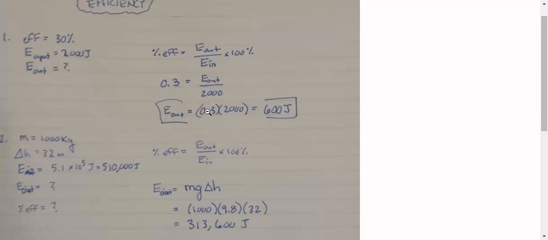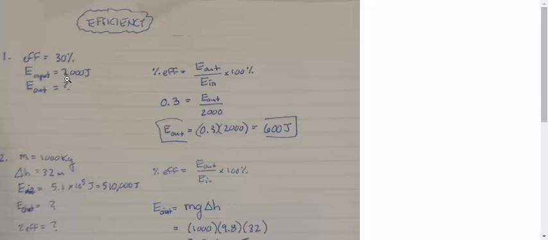So here we have efficiency, 30%, input, 2,000 joules, output, unknown. Percent efficiency is E out over E in times 100%. Now, the percent efficiency was 30%, and that's 100%, so 30 divided by 100 is 0.3. So we can actually just get rid of that 100% by writing here, instead of 30%, 0.3.